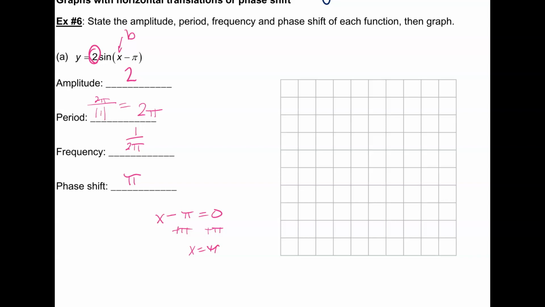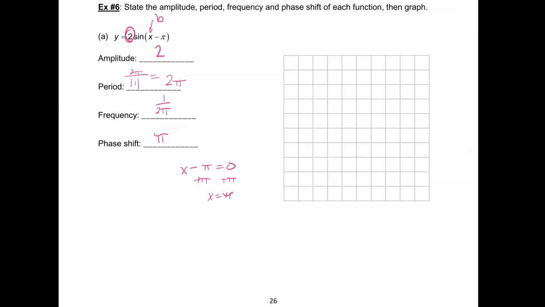Okay, so we have all this nonsense. So this is sine. I know I'm going to be stretching it by a factor of 2, so it's going to go up to 2 and down to negative 2. I know I'm going to leave the period the same. It's still going to do 1 cycle over 2 pi, but everything's going to be shifted over by pi.